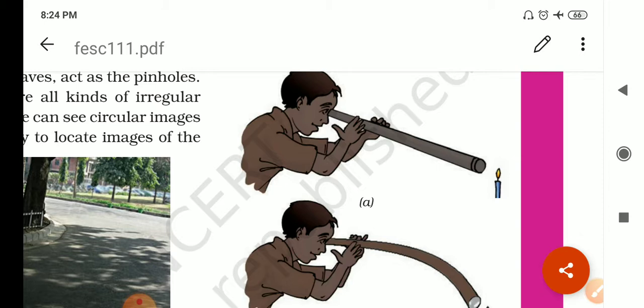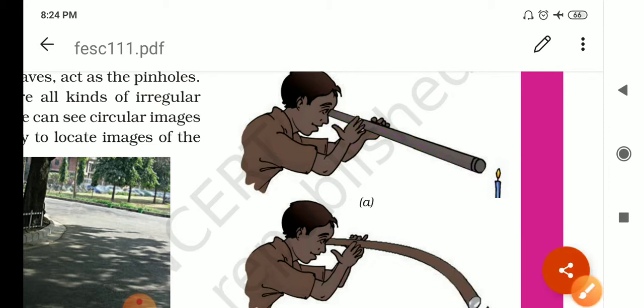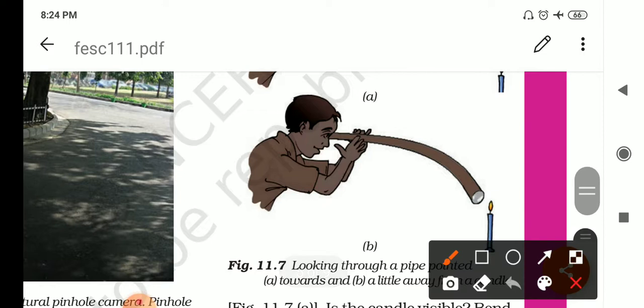Do you see the candle flame? Will you be able to see the candle flame? Yes, obviously, because the light will directly travel to your eye and you will be able to see. Now bend this rubber tube.